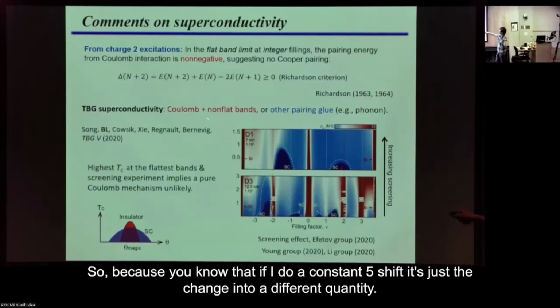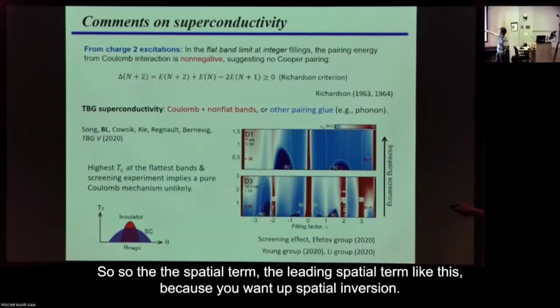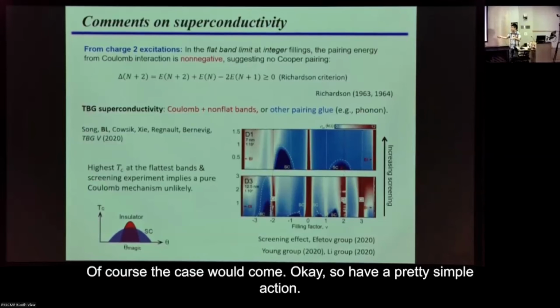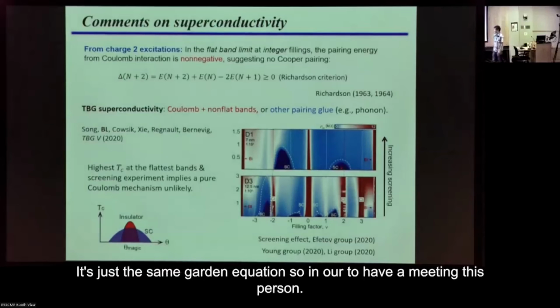But on the other hand, this story is less likely because of the superconductivity temperature. You know that it's the highest where the band is the flattest. So that means that's where your non-flat perturbation is smallest. So if this is the picture that non-flat band can give the superconductivity, you should expect a dip of the superconductivity when your band is the flattest, right? So this is probably indicating that you should have other pairing glue.